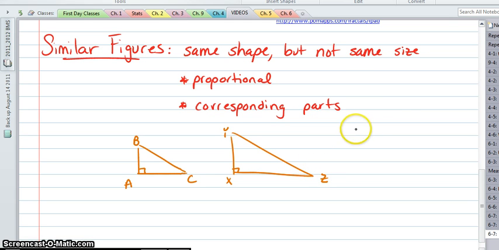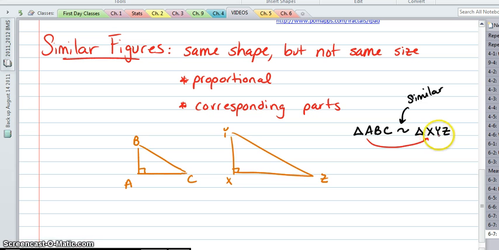And using symbols, we can say triangle ABC is similar to triangle XYZ. So that little symbol there means similar. When we've written it this way, A, B, and C, then X, Y, and Z, I am saying that A corresponds to X, B corresponds to Y, and C corresponds to Z. And if you look at the drawings, you can clearly see that.